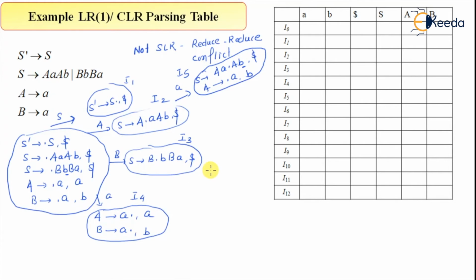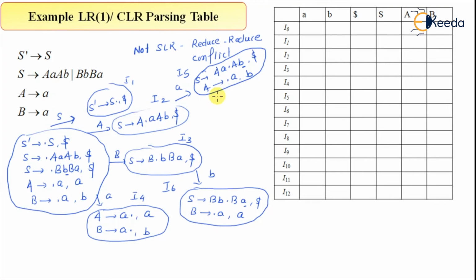Okay, here we'll proceed. On input small b, this will be S derives b b dot Ba and followed by dollar, and dot is in front of B, so B derives dot a, and it is followed by a terminal, so I'll write that terminal over here. So now new states are added: this is 4, this is 5, this is your 6.